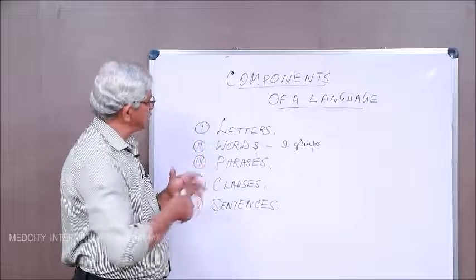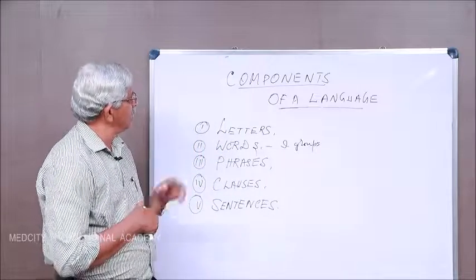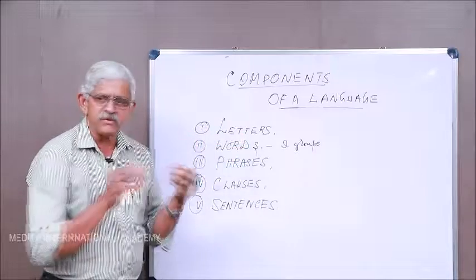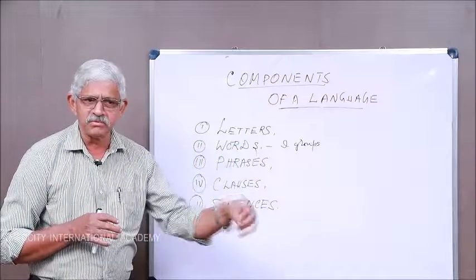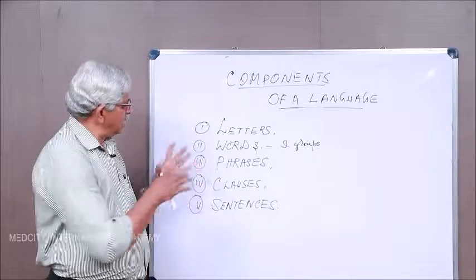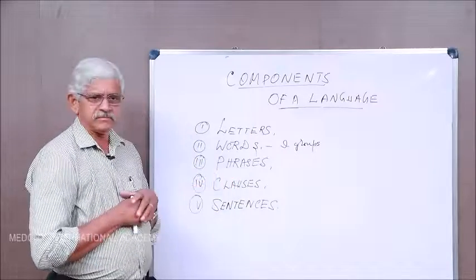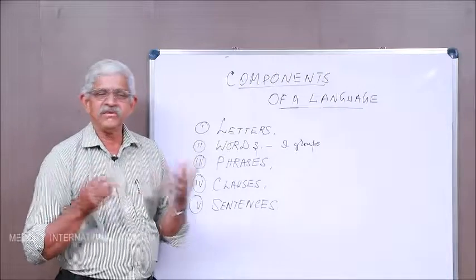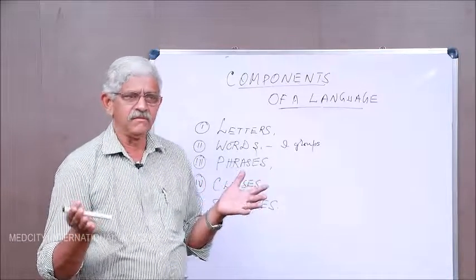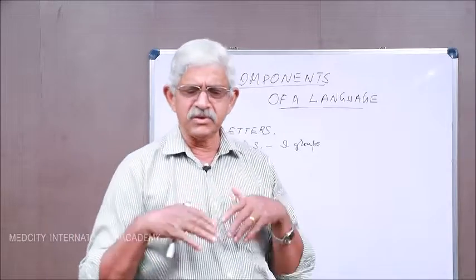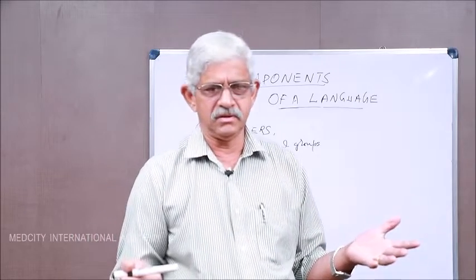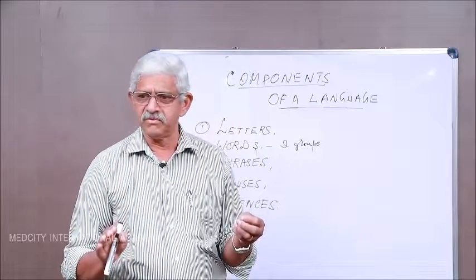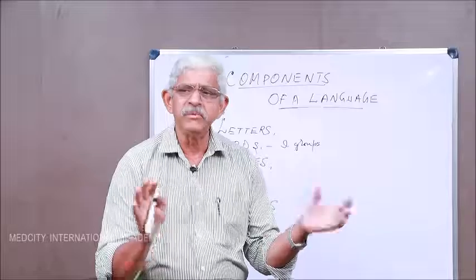So, the first 2 components are letters and an assembly or a group of letters to make words. These are 2 simple components. Now, we will go to the third one. The third one is the phrase. What is a phrase? Very simple. A phrase is a group of words without a subject and verb. And it gives some meaning.